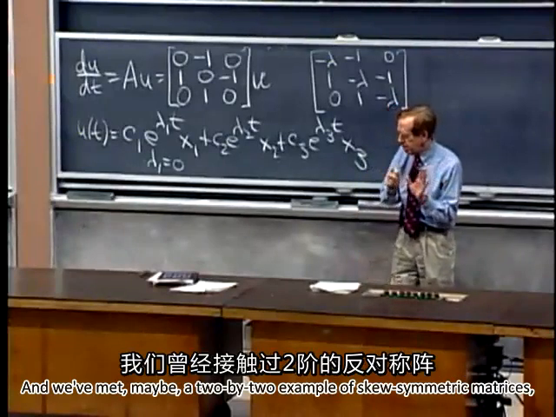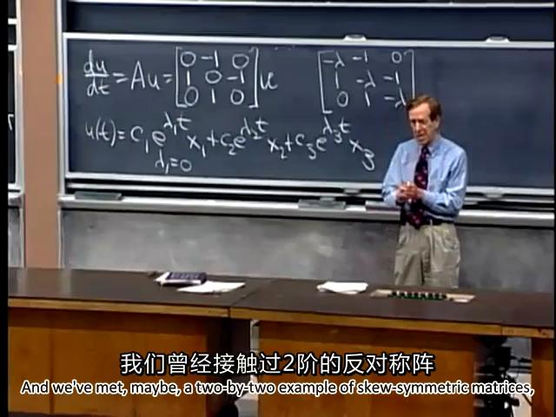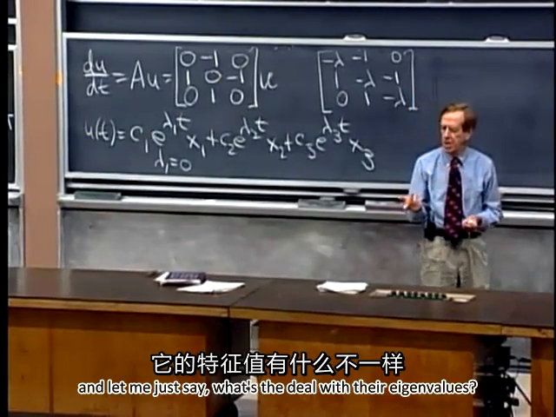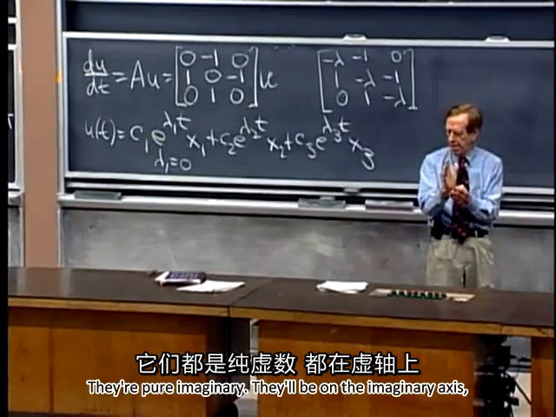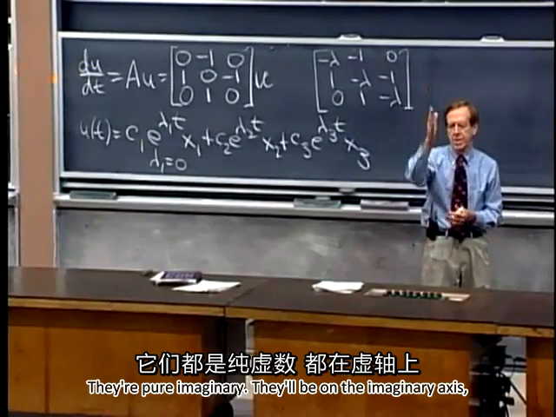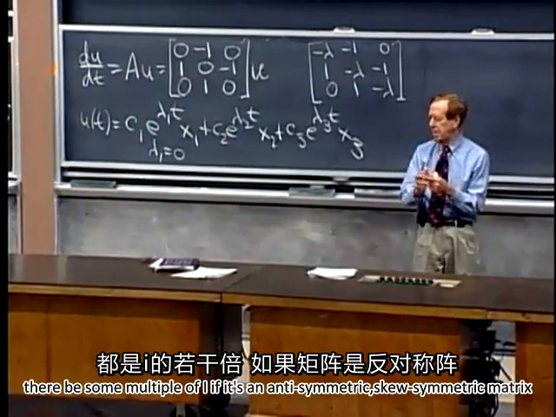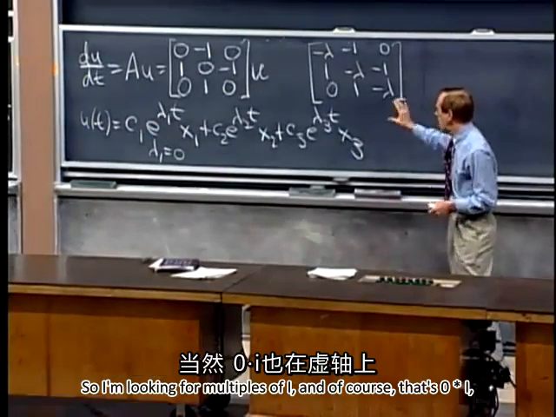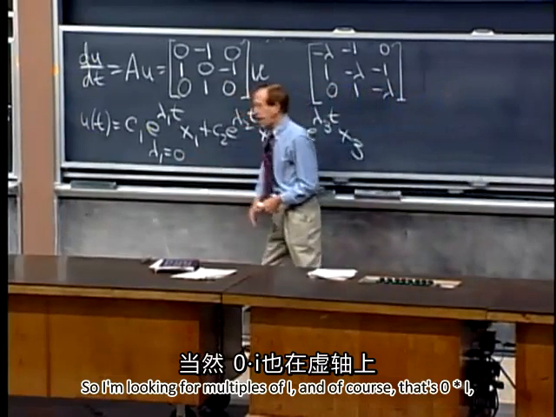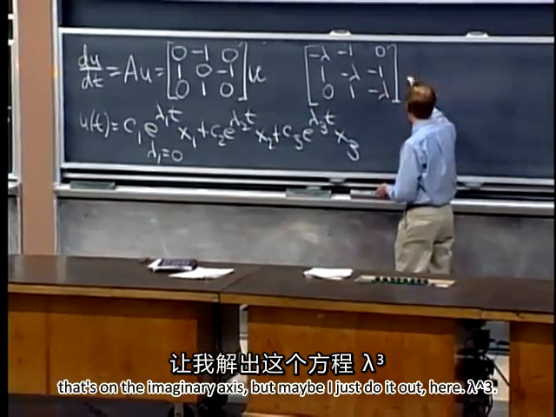And we've met maybe a 2-by-2 example of skew-symmetric matrices. And let me just say, what's the deal with their eigenvalues? They're pure imaginary. They'll be on the imaginary axis. There'll be some multiple of i if it's an anti-symmetric, skew-symmetric matrix. So I'm looking for multiples of i, and of course, 0 is 0 times i. That's on the imaginary axis. But maybe I just do it out here.